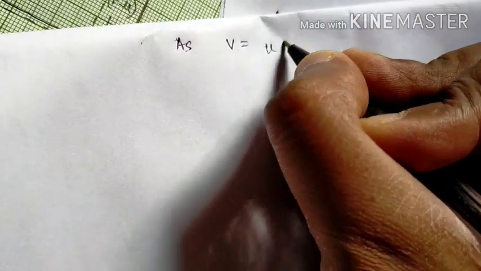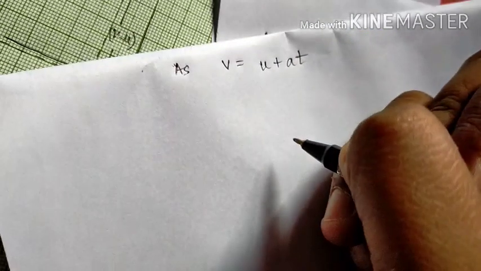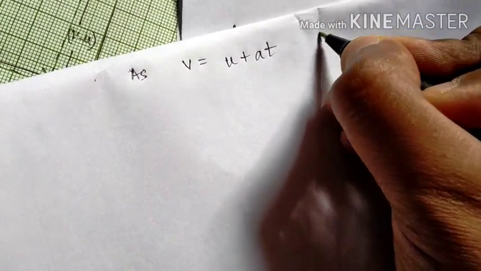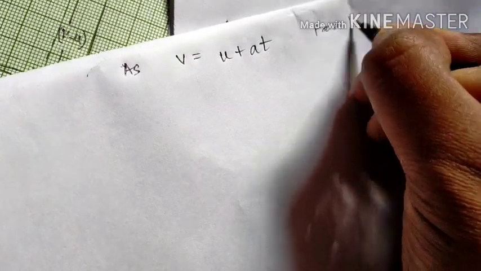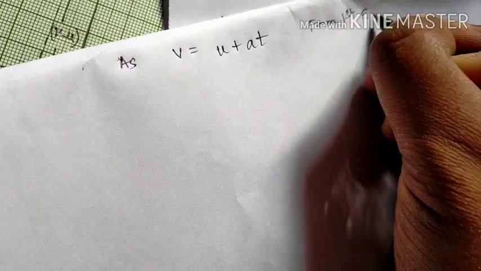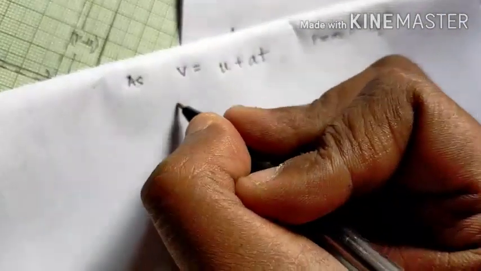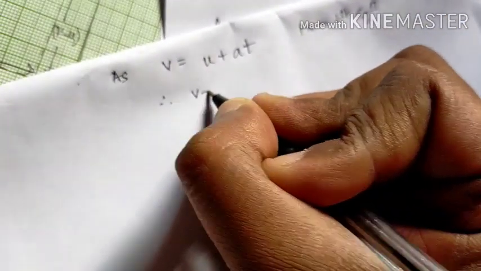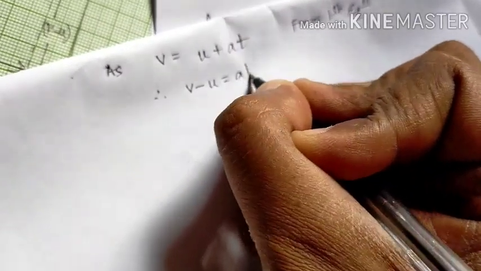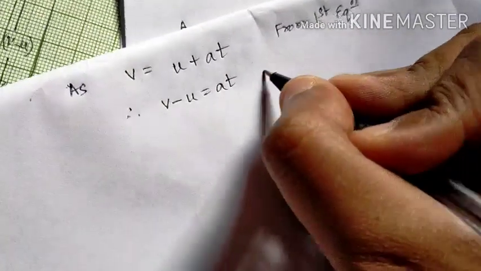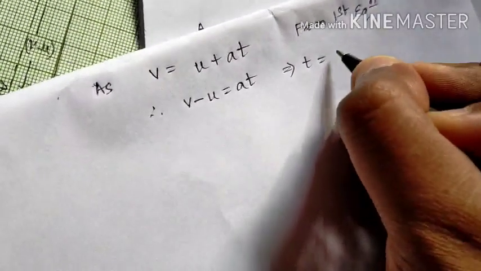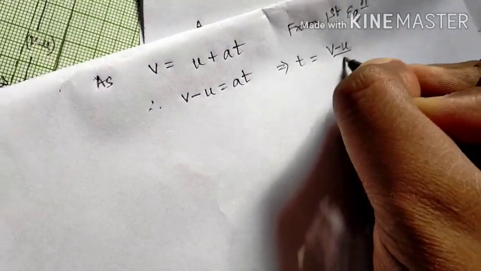Proceeding thereafter, as v is equal to u plus at. This is obtained from the first equation of motion. So therefore v minus u is equal to at, which implies t is equal to v minus u by a.